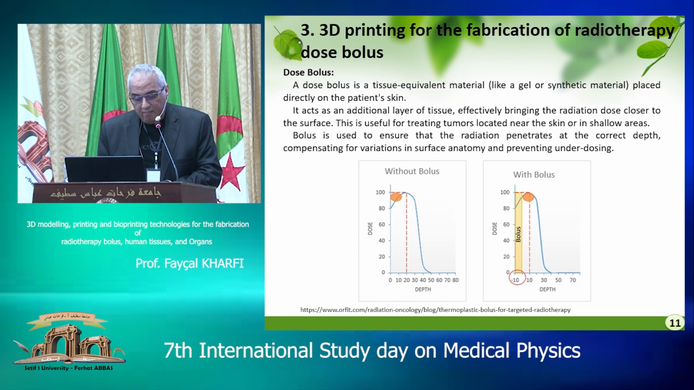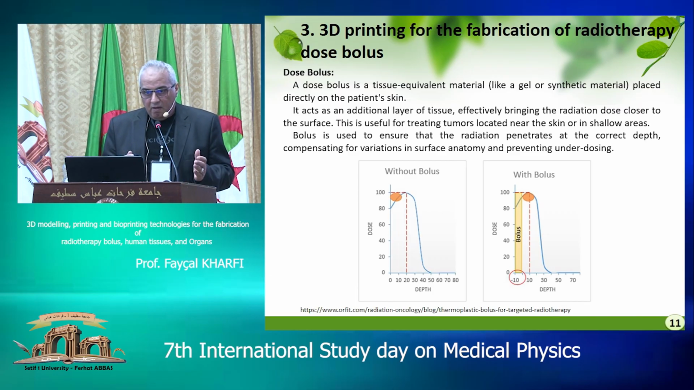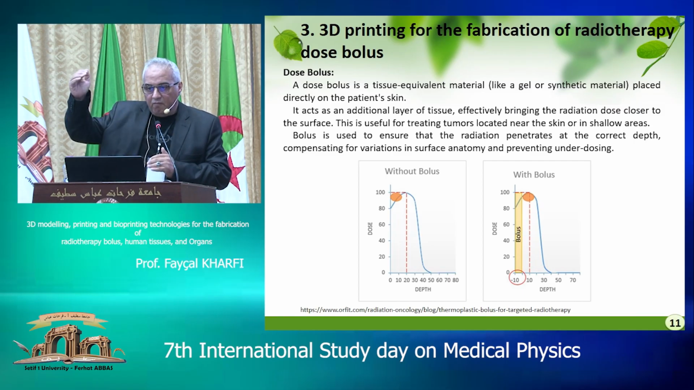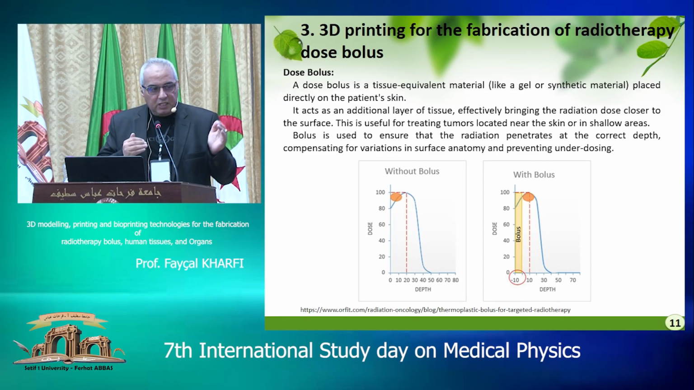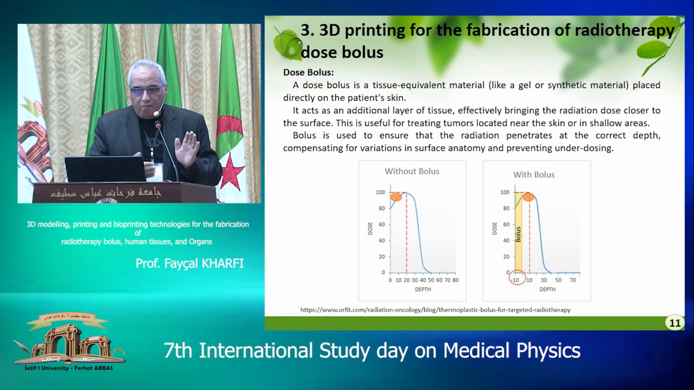Here we have to get this Zmax on the tumor. So the maximum dose we have to get on the tumor, because we cannot change it, even if we change the energy of the X-ray from one value to another. In some situations, if the tumor is near the skin, we cannot get the maximum of the dose on the tumor. So we add some kind of material on the skin in order to get Zmax shifted toward the surface.